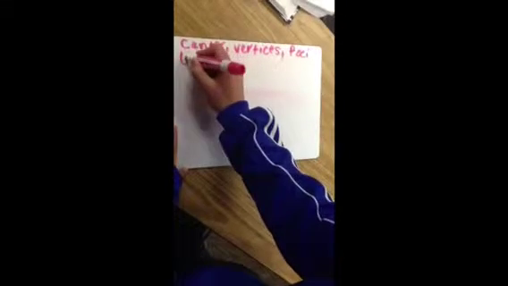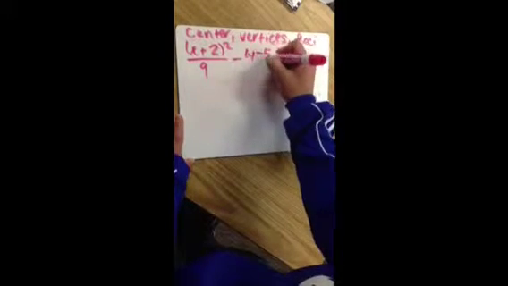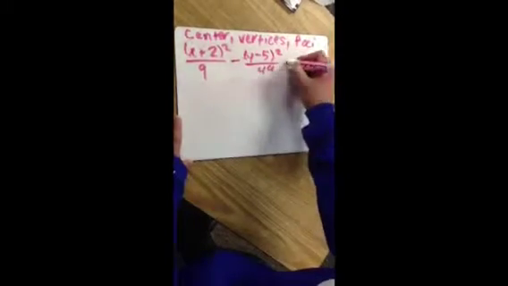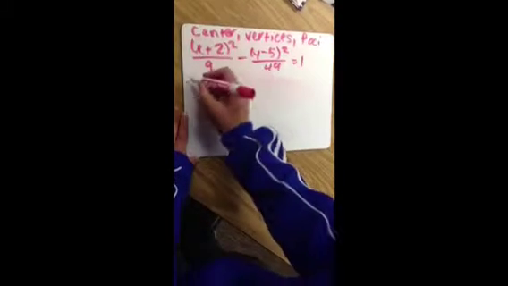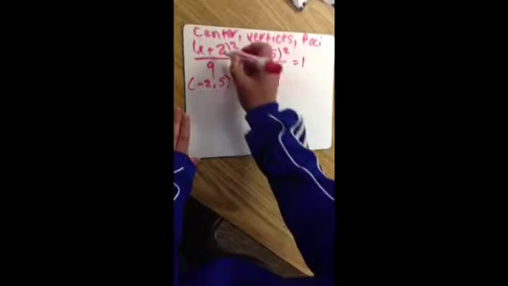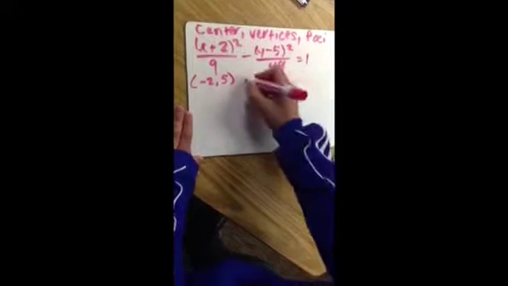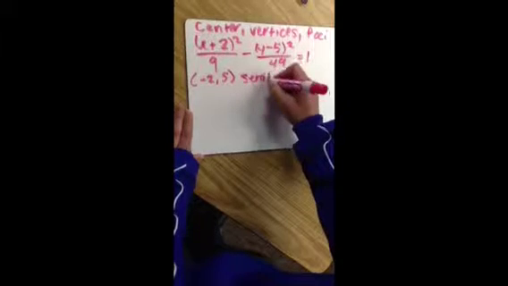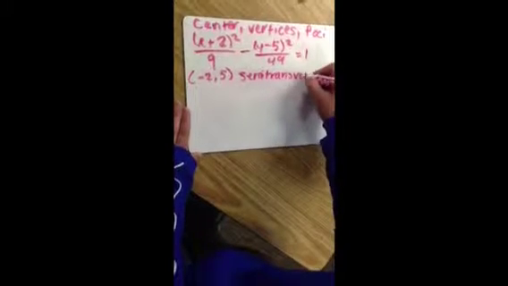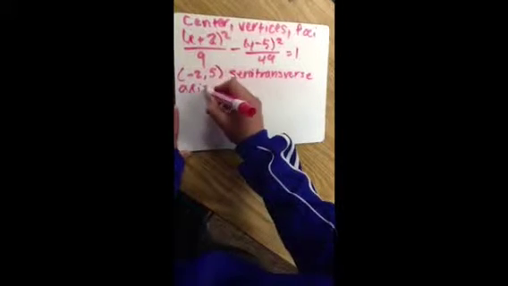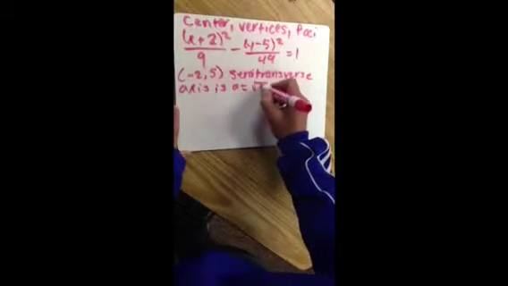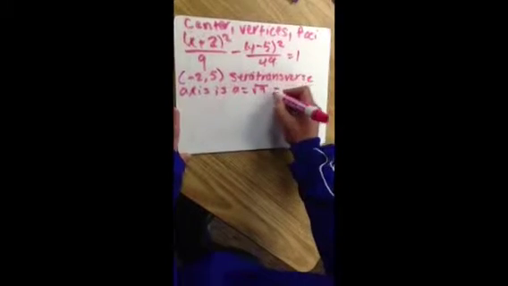Okay, so now we have to find key points in our hyperbola. We're looking for the center, the vertices, and the foci. We have this equation, x plus 2 squared over 9 minus y minus 5 squared over 49 equals 1. So the center, h, k, is -2, 5, and we get that from the equation. Then the semi-transverse axis is a equals the square root of 9, so that equals 3.